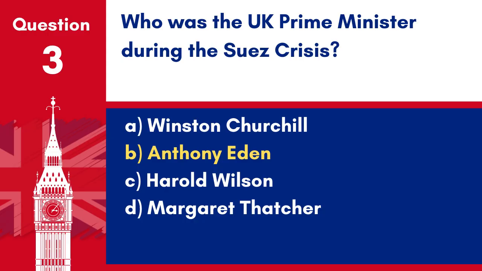Answer. B. Anthony Eden. Anthony Eden was the Prime Minister during the Suez Crisis of 1956, a major international incident that diminished Britain's influence on the world stage.